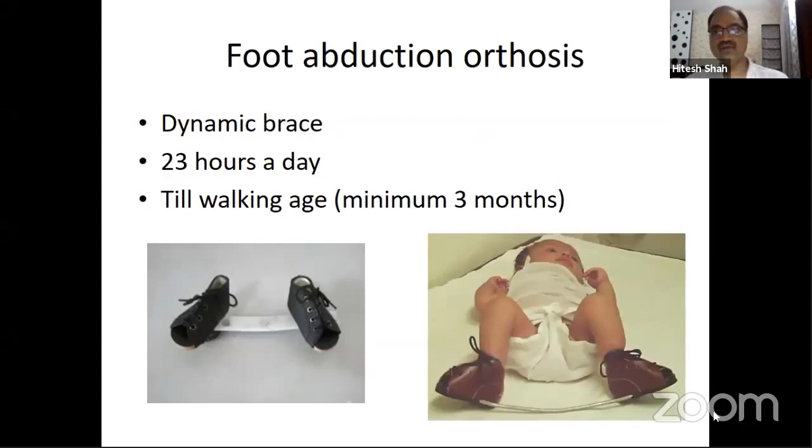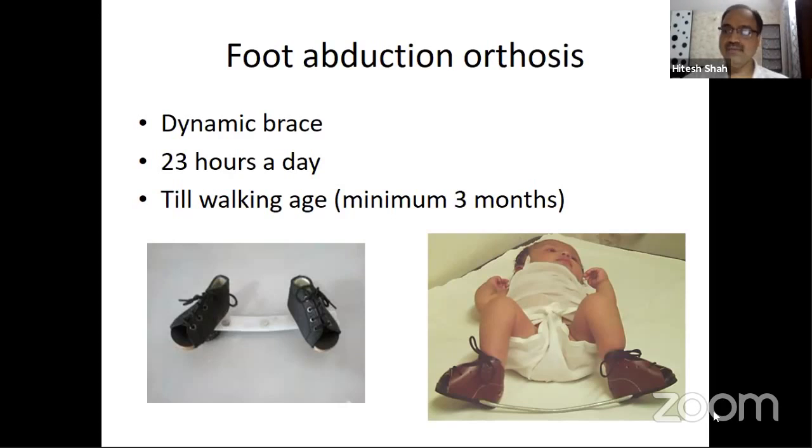The most important aspect of the Ponseti manipulation or clubfoot manipulation is the correction of the deformity and maintenance of the correction. The result would be excellent only if we are able to maintain the correction obtained by the serial manipulation and casting, followed by the tenotomy, only by the foot abduction orthosis. It is important to use the brace as a dynamic brace. It is used in the child for 23 hours in a day, and it should be continued until walking age.